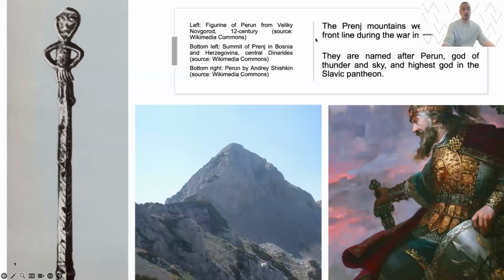Now, why would that in any way relate to Maja Ruznic's work? I think by now you see that in this figurine here from the 12th century, this is a contemporary take, on the right-hand side, on Perun.